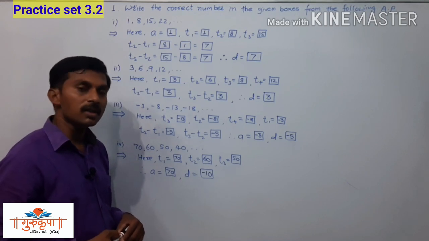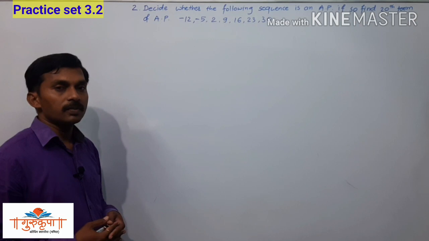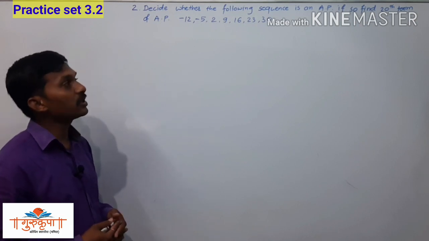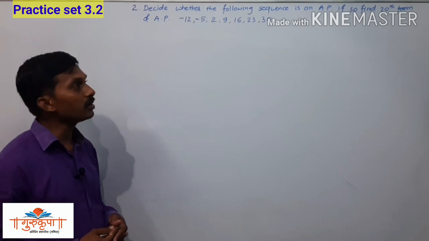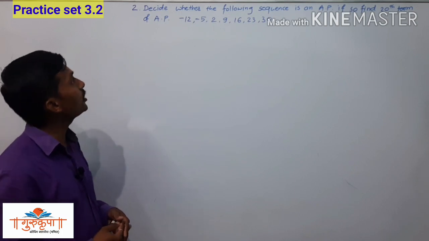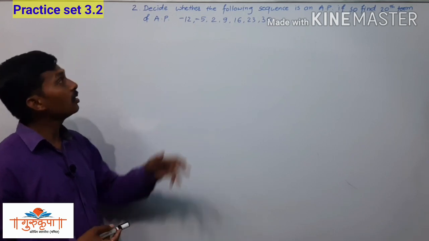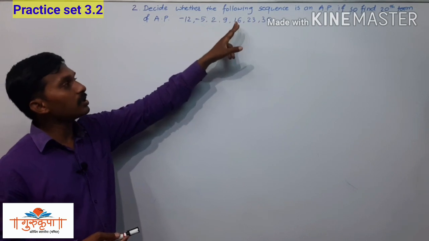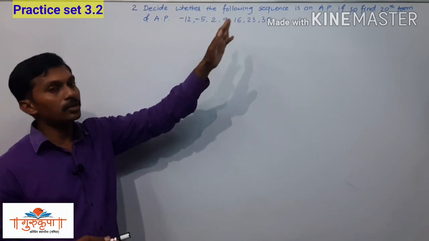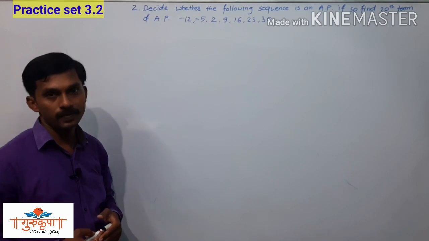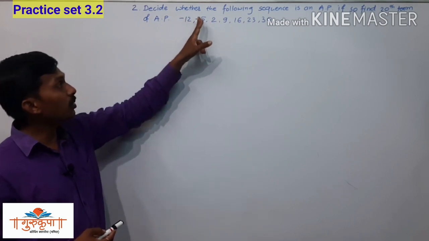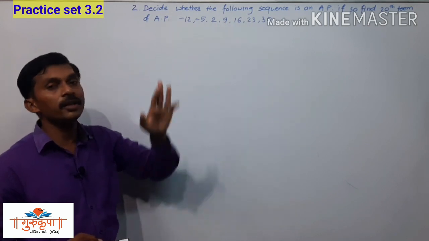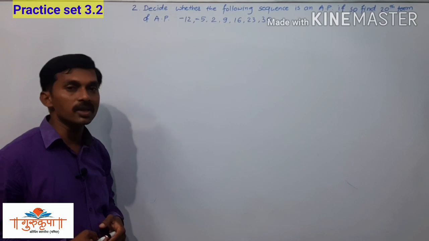Now we will take the second question from practice set 3.2. The question is, decide whether the following sequence is an AP. If so, find the 20th term of the AP. The given sequence is minus 12, comma minus 5, comma 2, comma 9, comma 16, comma 23, comma 30 and so on.